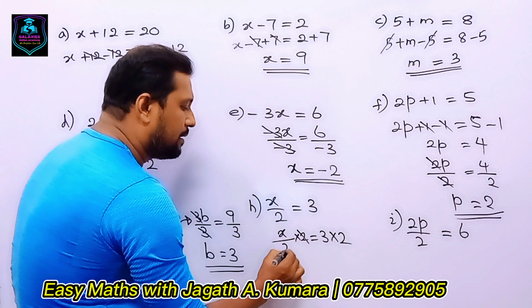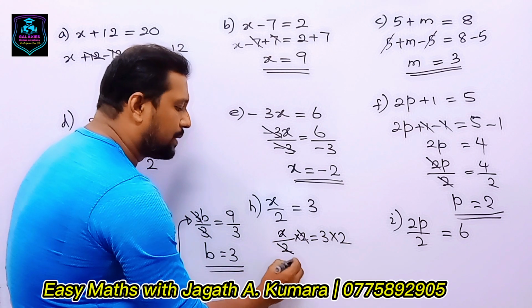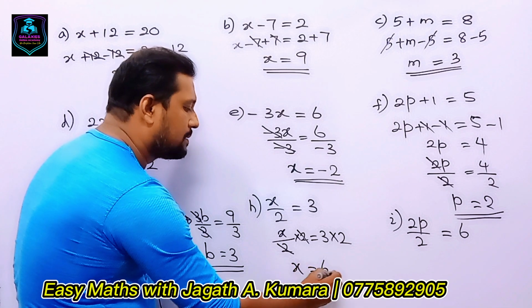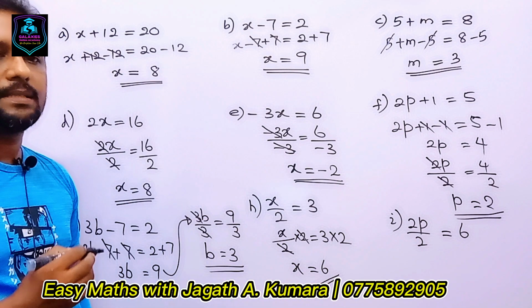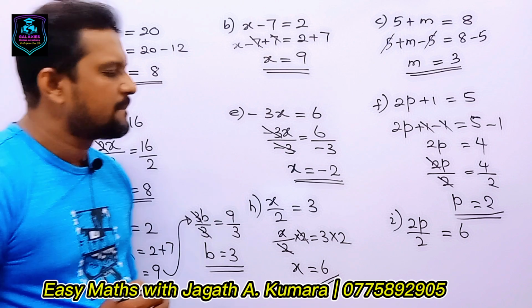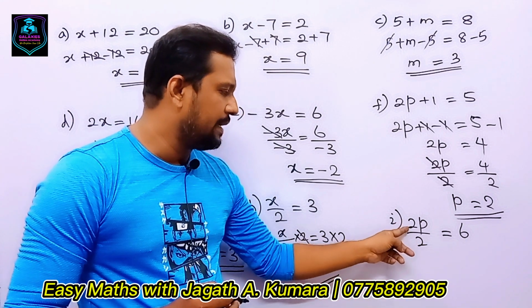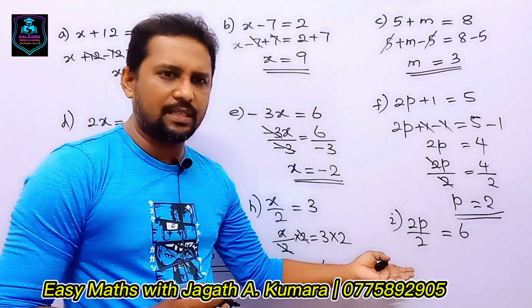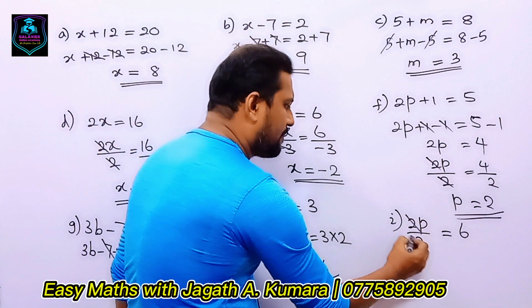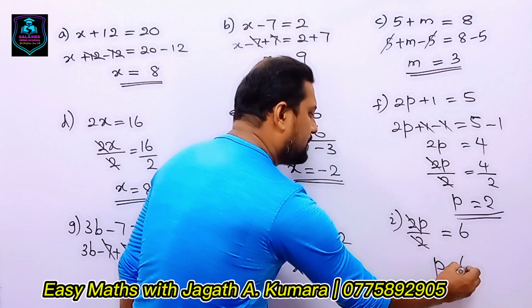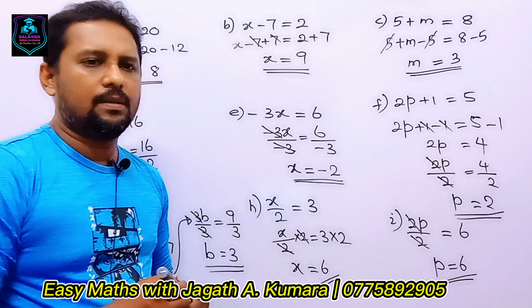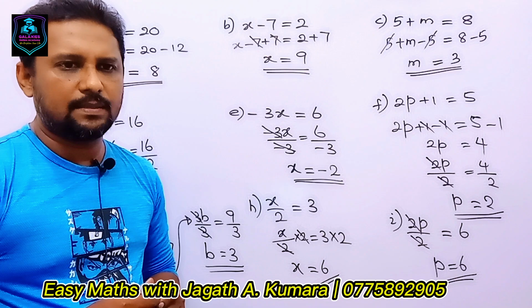Then this multiplication 2 and division 2 cancel. X equal 6. This one, what you have to do? This multiplication 2 and division 2 you can cancel, no? So what is the answer? P equal 6.